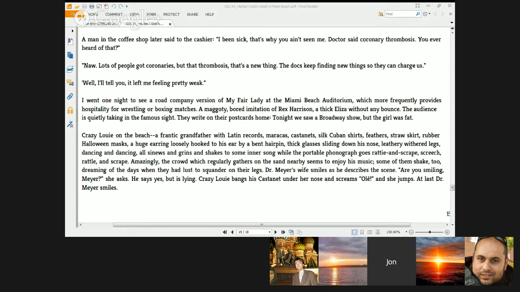Dr. Mayer's wife smiles as he describes this scene. Wait, who's Dr. Mayer again? Yes, the old doctor from when the writer was a child. Exactly. He finds them on Miami Beach. It's one of those crazy coincidences. The guy had big dreams of doing research, but what happened? His wife went blind. Now, instead of doing research, he spends all of his time going to the beach and describing things for her because she can't see.